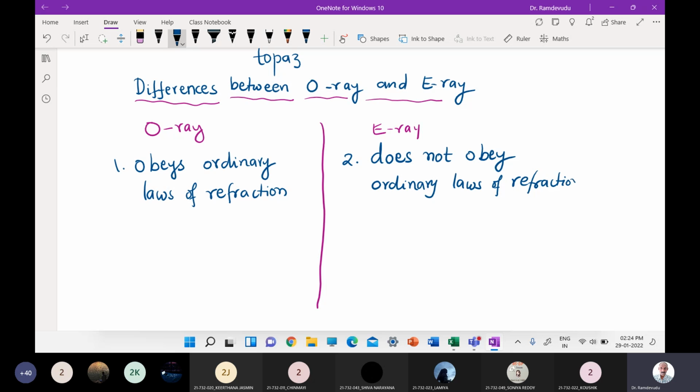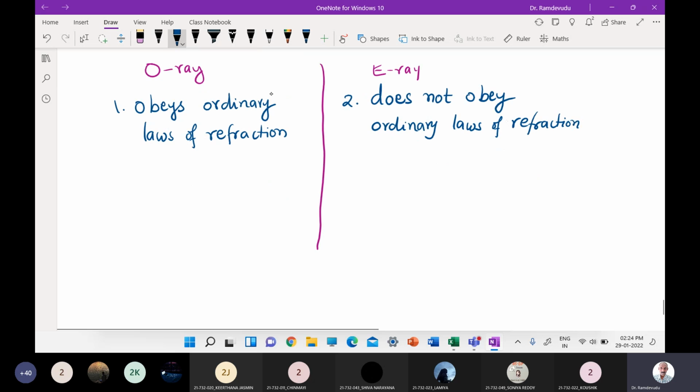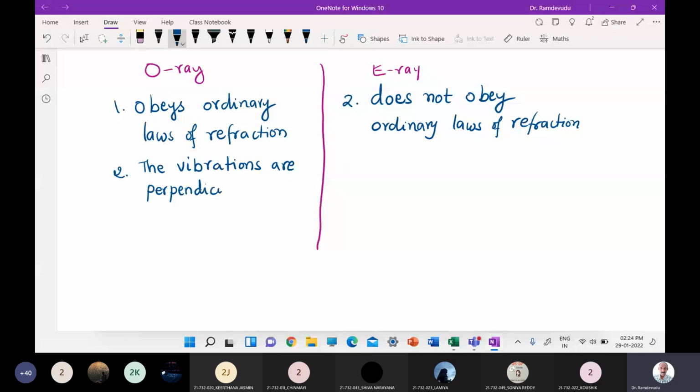And the second point, we have also seen, is the directions of vibrations. The second point is that the vibrations are perpendicular to the principal section. But still we have not defined what the principal section is. We will do it in the next class. Principal section is a plane containing the optic axis and perpendicular to the faces of the crystal.